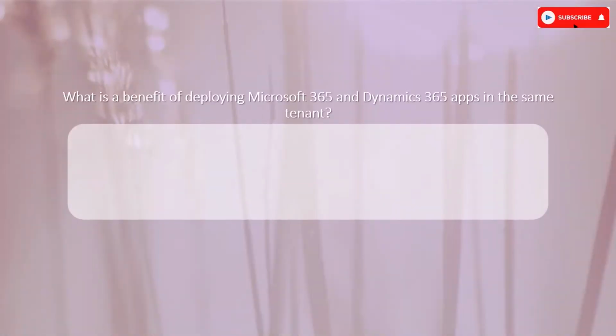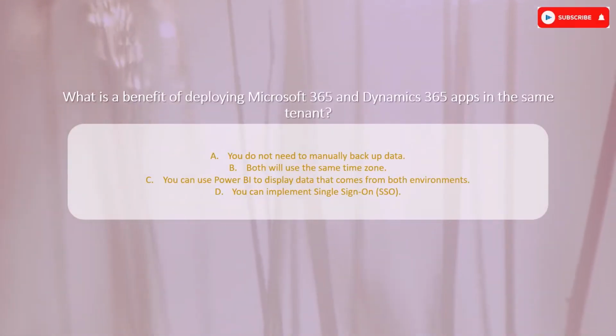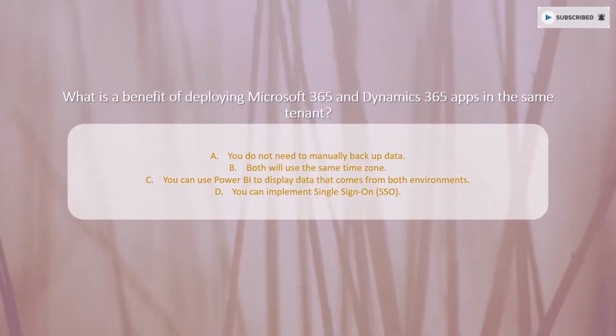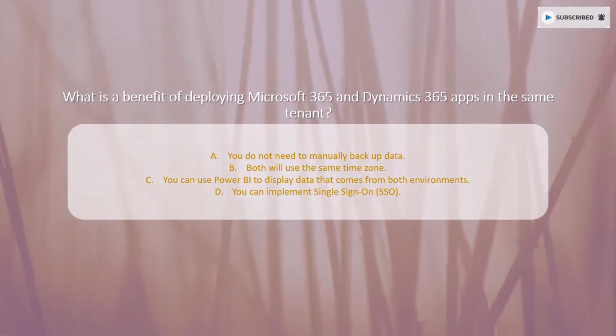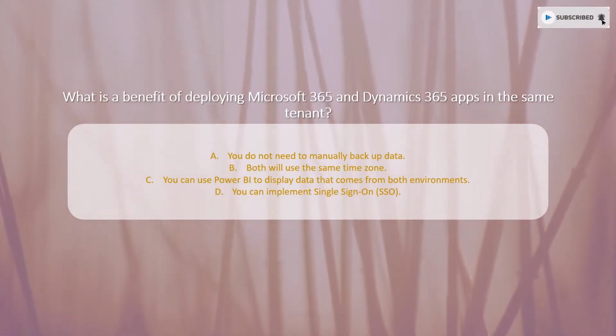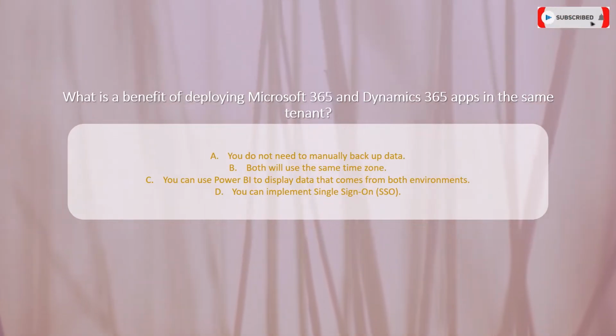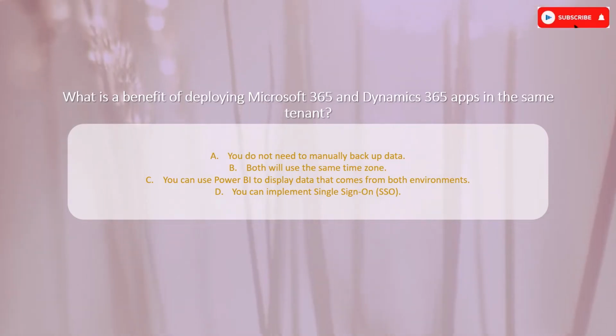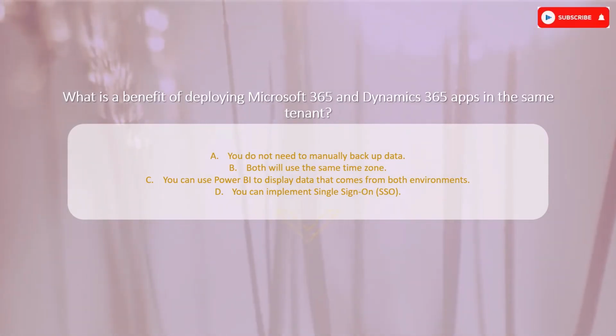What is the benefit of deploying Microsoft 365 and Dynamics 365 apps in the same tenant? A. You do not need to manually back up data. B. Both will use the same time zone. C. You can use Power BI to display data that comes from both environments. D. You can implement single sign-on (SSO). The benefit is C. You can use Power BI to display data that comes from both environments.